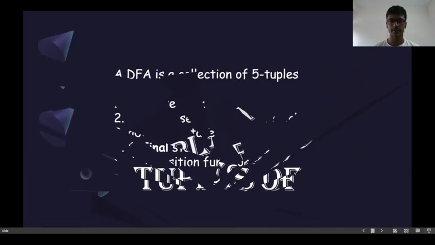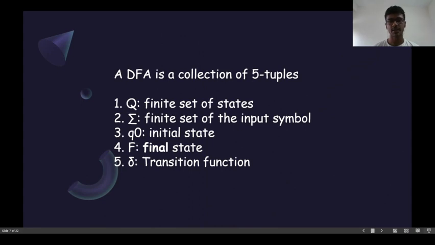Tuples of DFA. A DFA usually has 5 tuples: Q, sigma, Q naught, F, and delta. Q is nothing but the finite set of states. The states are the number of states which we are using to represent the DFA. And sigma is nothing but the input symbols which we give inside the DFA. Q naught is the initial state, F is the final state, and delta is the transition function. Let's understand it completely by solving the problems.